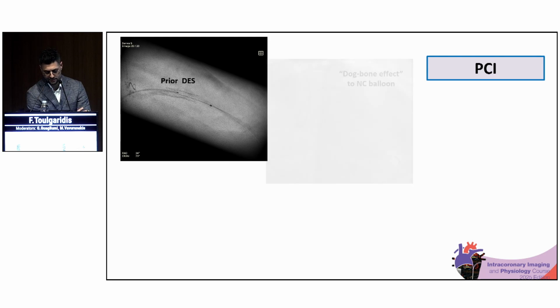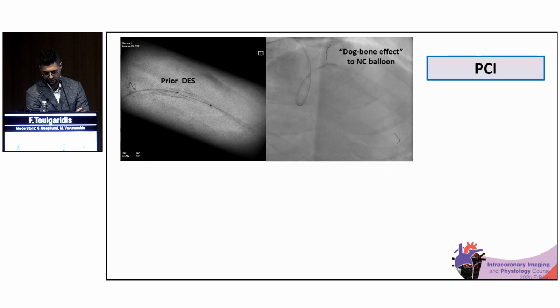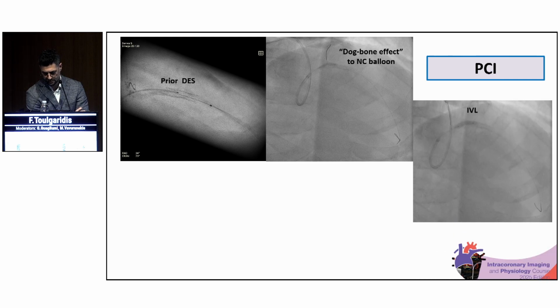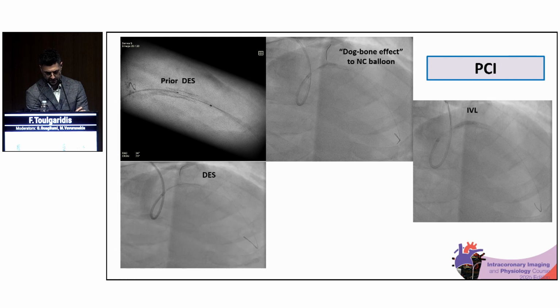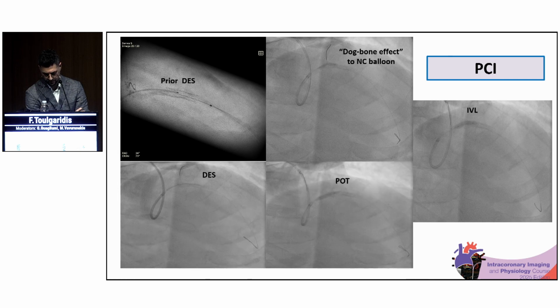And we used CLEAR techniques, stent visualization techniques. This is a dog bone effect that we've already discussed, the use of the Shockwave as plaque modification technique, the DES selection, and the POT.